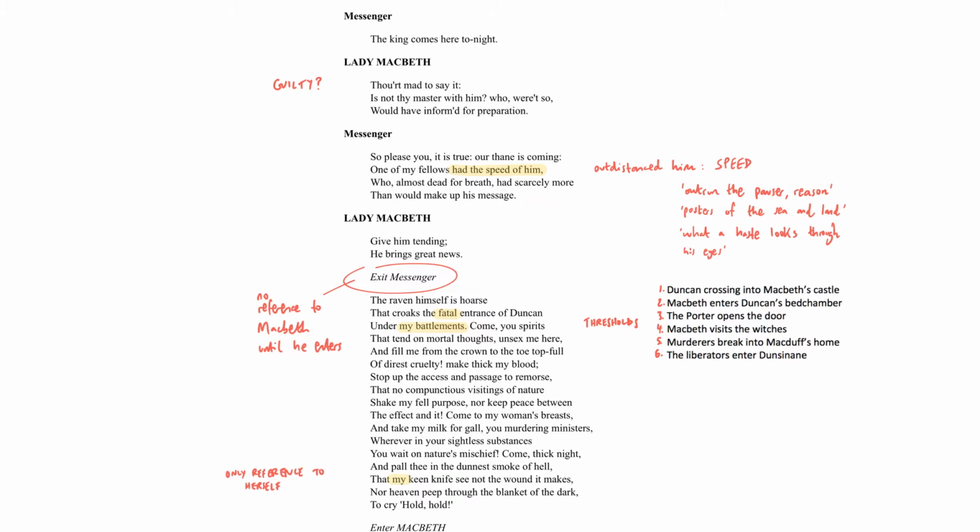The witches are described as "posters of the sea and land," meaning swift travellers, so speed is associated with them. Ross, giving a message from the battle, is described as having "a haste that looks through his eyes. So should he look that seems to speak things strange."